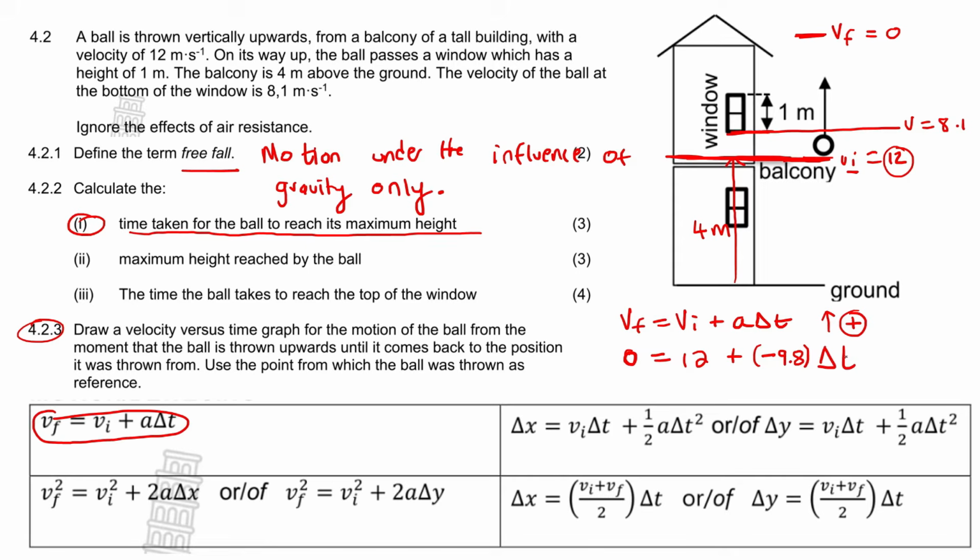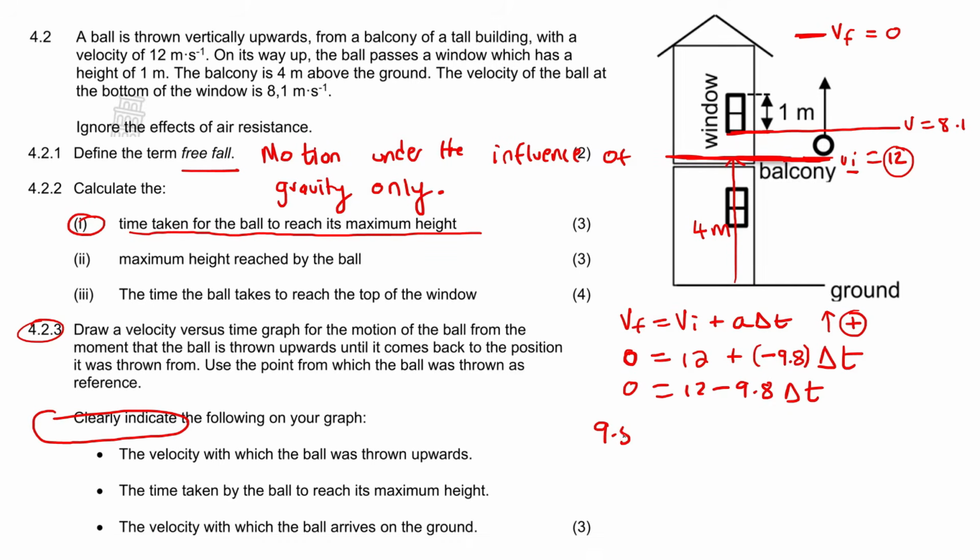And then we're just going to put delta t. So this part here is just going to become 9.8 delta t, or negative 9.8 delta t, because a positive and a negative there make a negative. Then I'm going to take this over to the other side. So we're going to end up with 9.8 delta t equals 12.